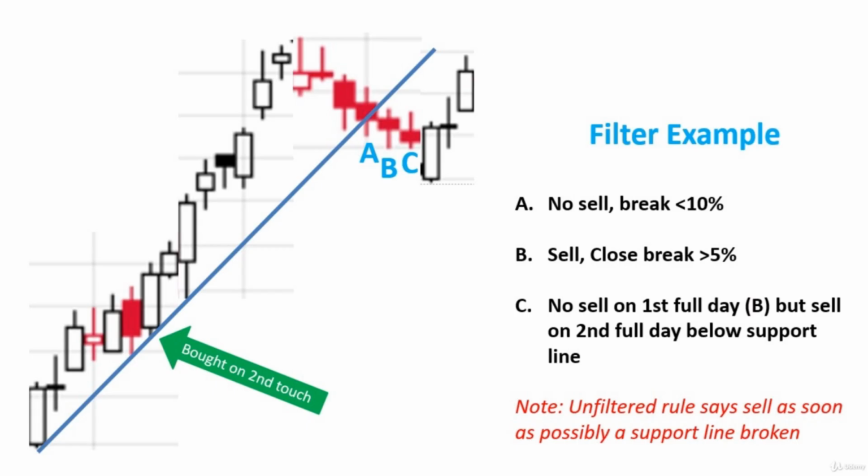Now, if we look to B, now that it's broken past the line a second day or stayed below that line, we can say, oh, we're going to sell because the close of that day is greater than 5% breakage through that line. Not only broken through the line, but the actual closing of the day, that was our second example. Now we're selling because it broke through.